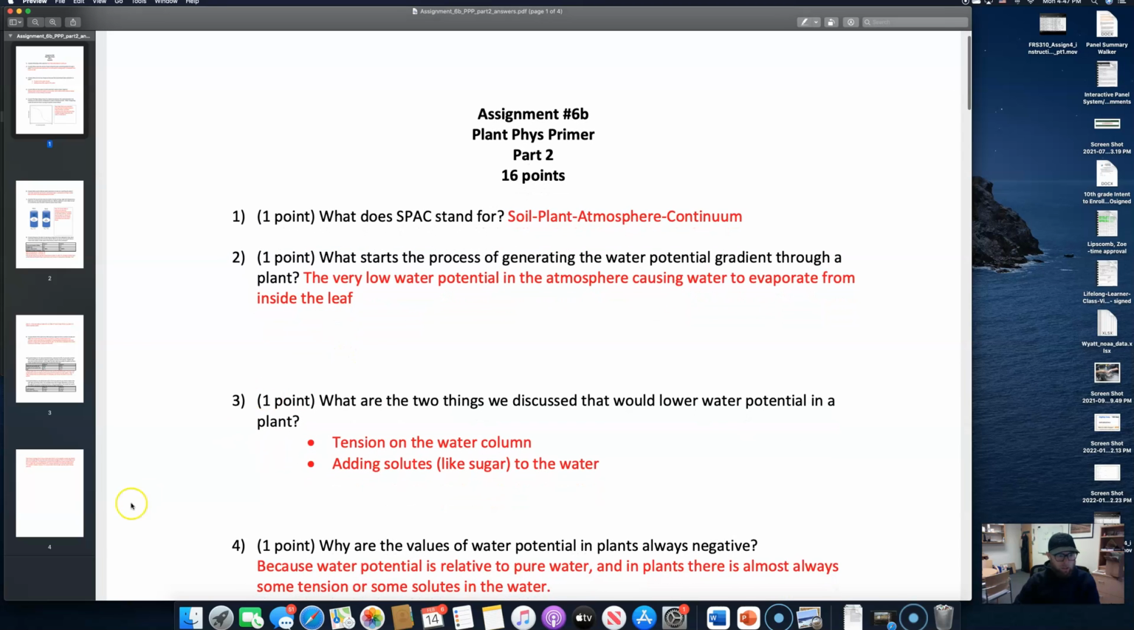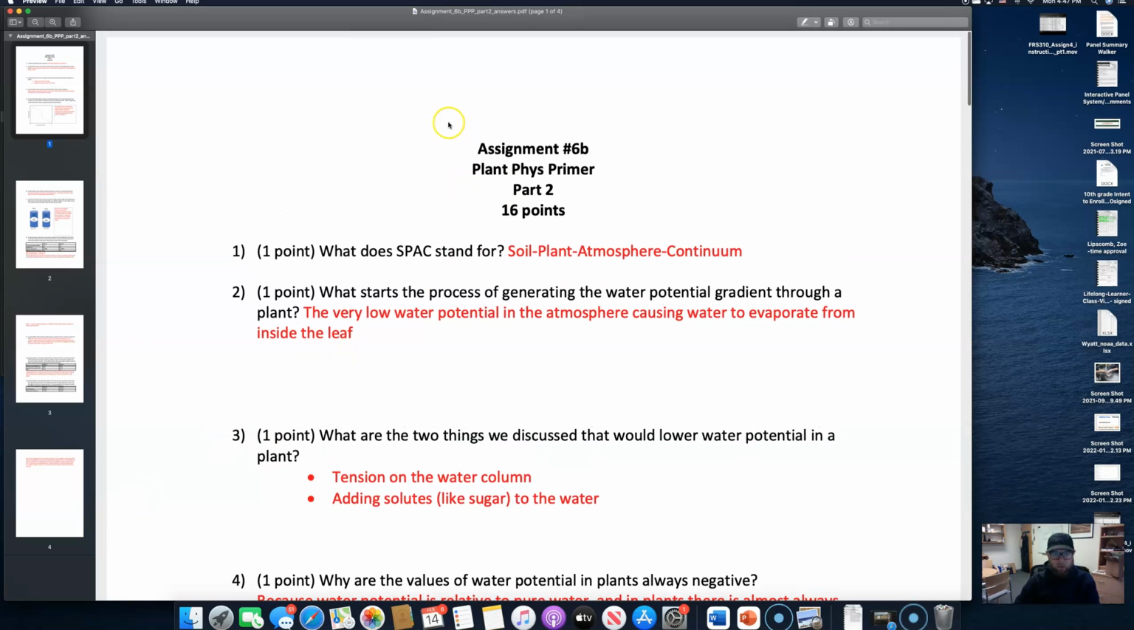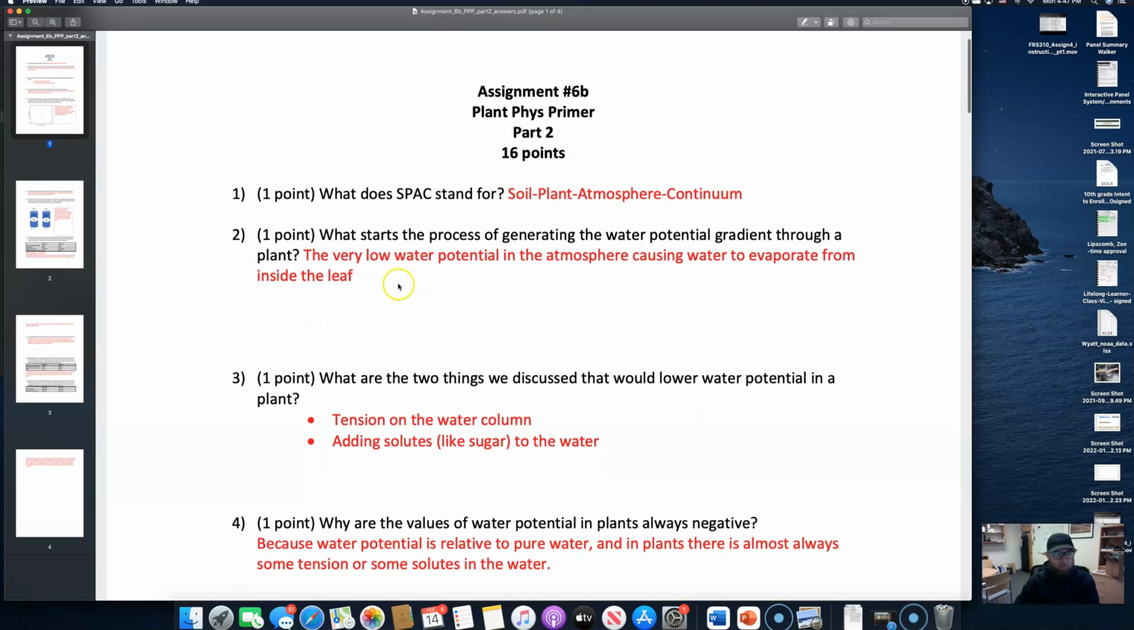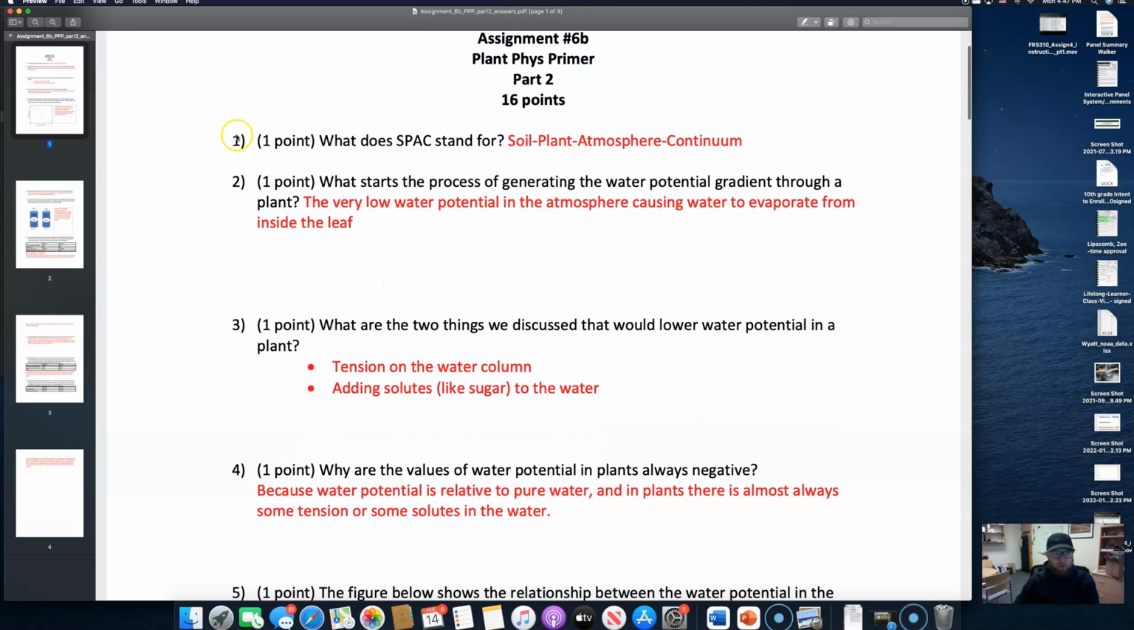All right, I just wanted to go through the answers to Assignment 6b to make sure that you were clear on all of the details of each answer. So again, some of these are pretty straightforward. Like number one, what does SPAC stand for? That's a soil plant atmosphere continuum.